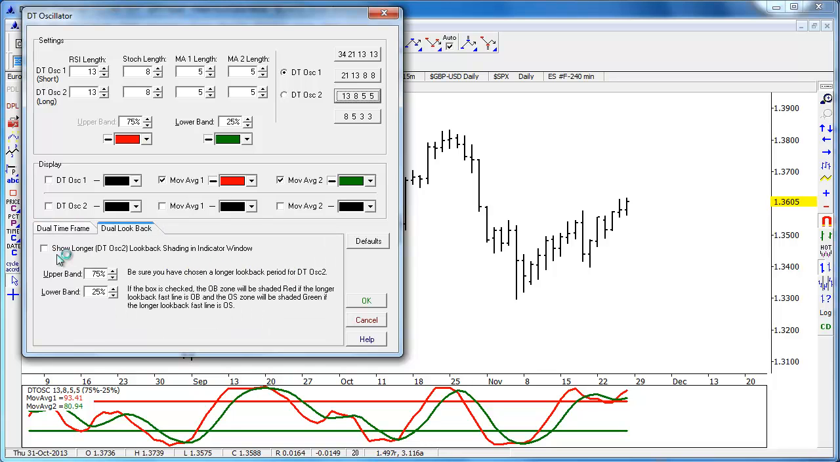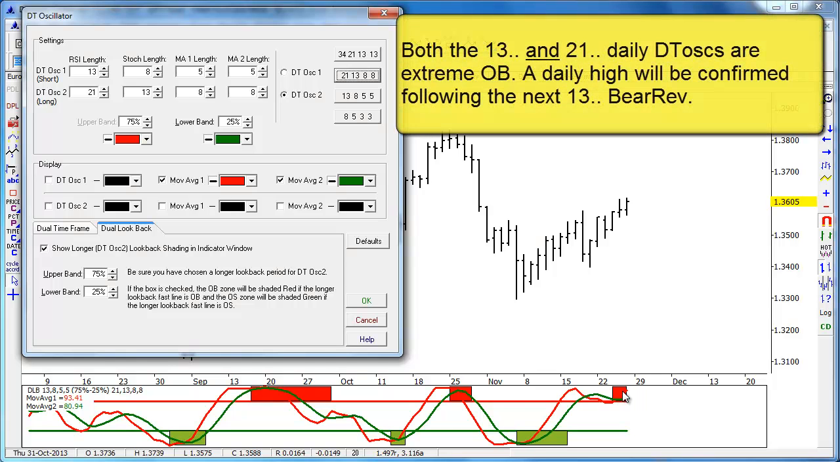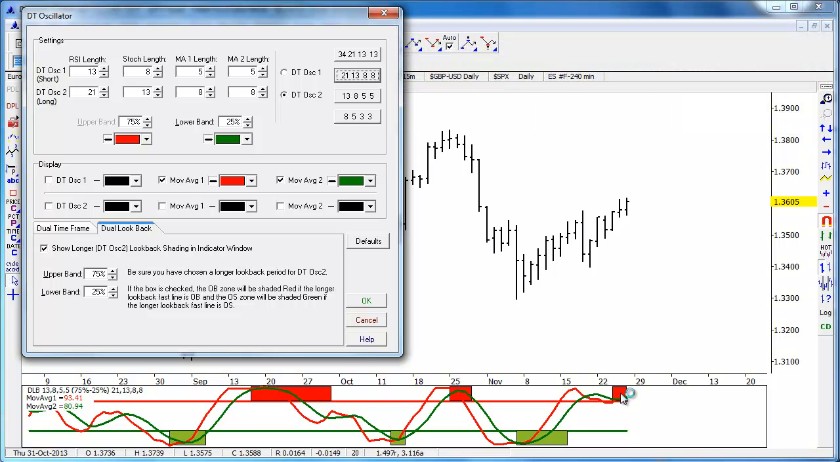So let's take a look at our dual lookback period. So we have the 13 and the 21 lookback. The solid red represents the longer lookback period, the 21. It's overbought. The 13's overbought. I'm not showing it, but the 8's also overbought. We have 3 time periods of lookback on momentum, and they're all in the same extreme position.